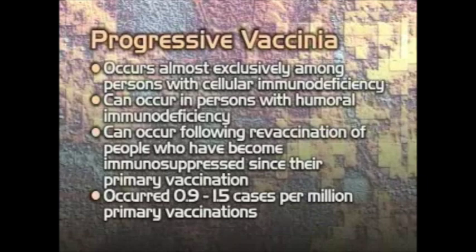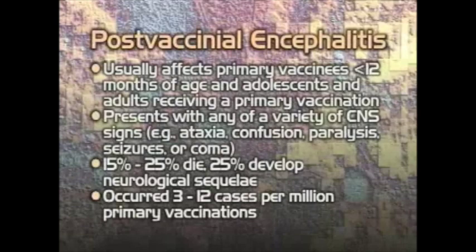In the 1968 studies, progressive vaccinia occurred at a rate of 0.9 to 1.5 cases per million primary vaccinations. Progressive vaccinia could be seen more often in today's population with a greater prevalence of HIV and post-transplant immunosuppression. VIG has variable effectiveness in treating this complication. A major unpredictable complication is post-vaccinal encephalitis.